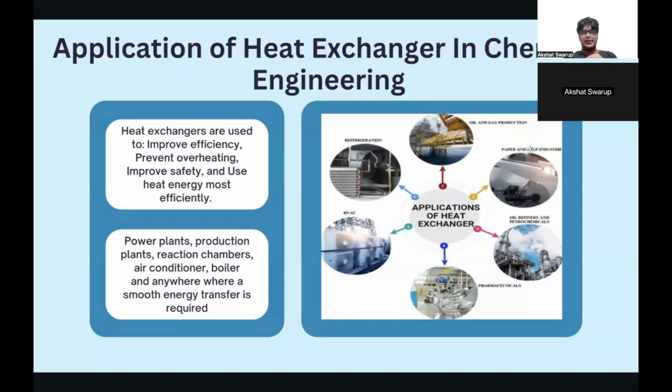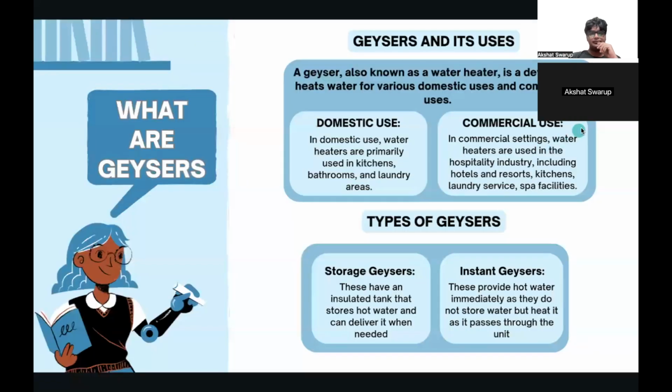The heat exchangers find a wide variety of applications in our daily life and industry as well. Heat exchangers are used to improve efficiency, prevent overheating, improve safety, and use heat energy most efficiently. They are used in power plants, production plants, reaction chambers, air conditioners, boilers, and anywhere where a smooth energy transfer is required. So as you can see, refrigeration, oil and gas production, paper and pulp industries, oil refineries, petrochemicals, everywhere. So heat exchangers are used everywhere.